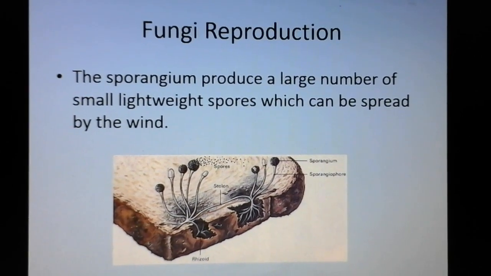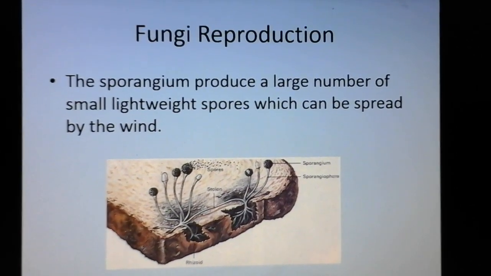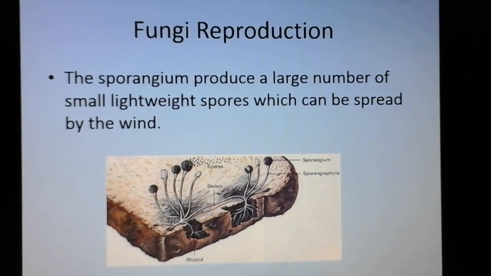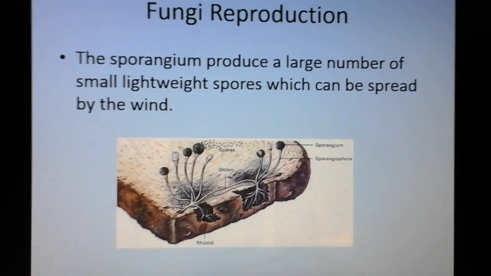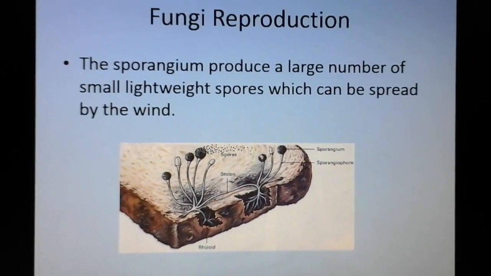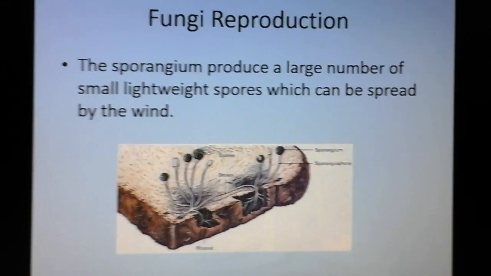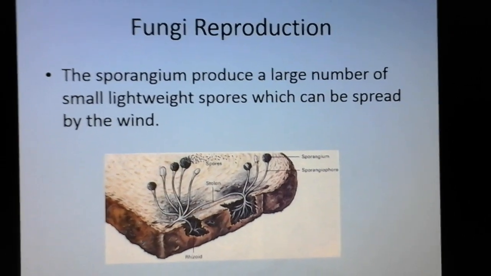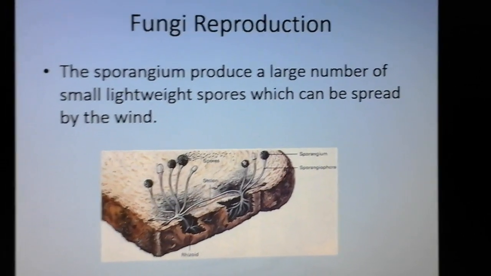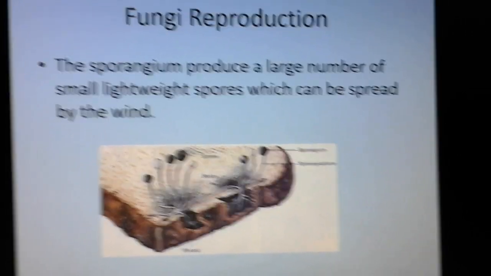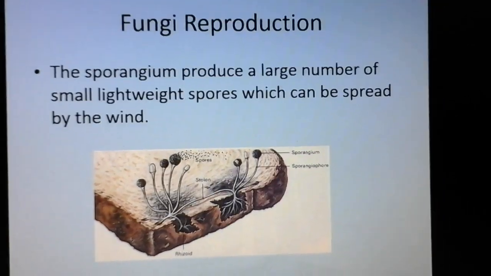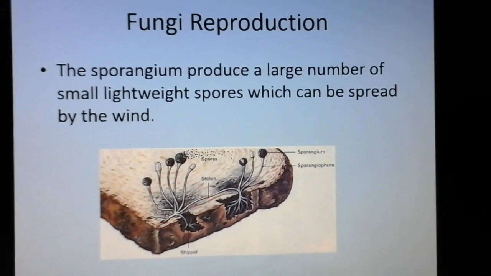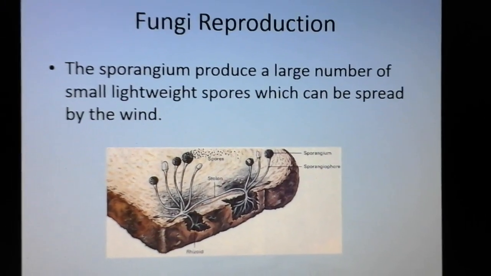And so the sporangium produce a large number of small, lightweight spores. When you see a mushroom, the mushroom is the sporangium. When you see a puffball, you guys know you step on it and what looks like smoke comes out. What's coming out are all these different spores. So the part of the fungus you usually see, like the bread mold or the mushroom, you're actually seeing the reproductive structure. You're seeing the sporangium. And it needs to be up at the top so that the spores can come out, fly away, and land somewhere else.